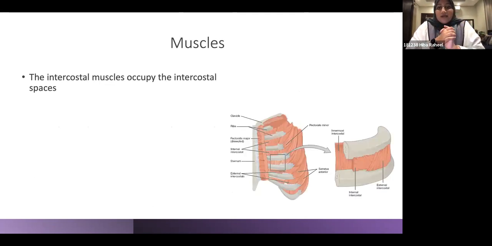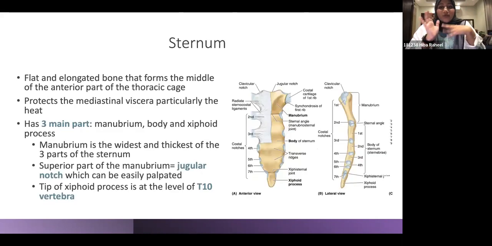All right, now, do we have any questions regarding the bones, whatever I've discussed so far? Type yes or no in the chat and let me know if I should repeat anything.